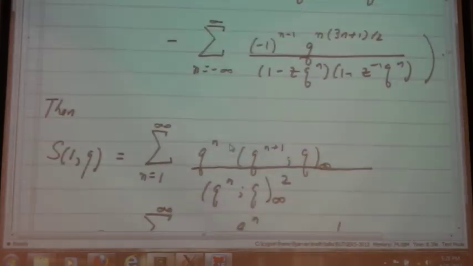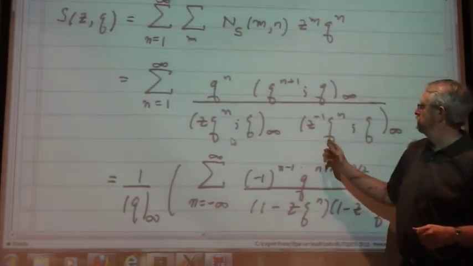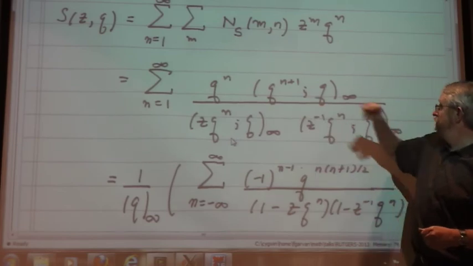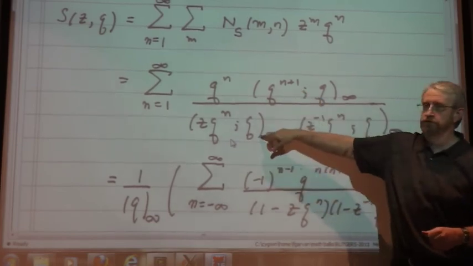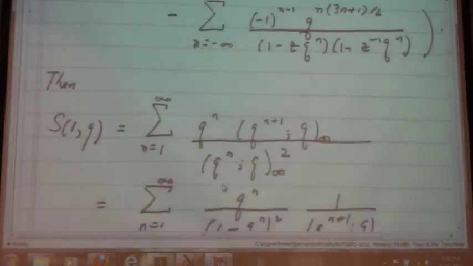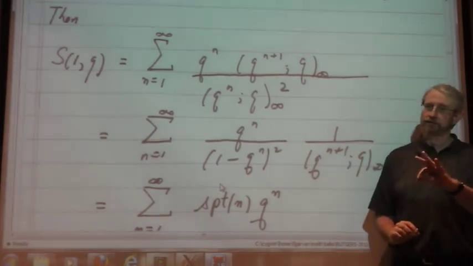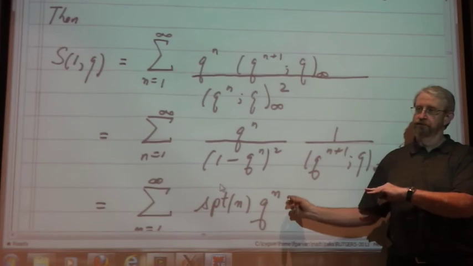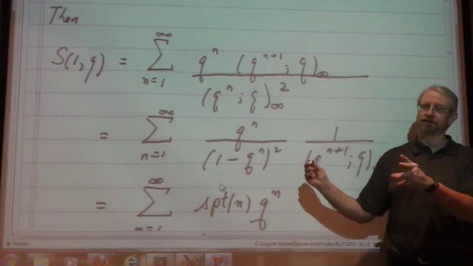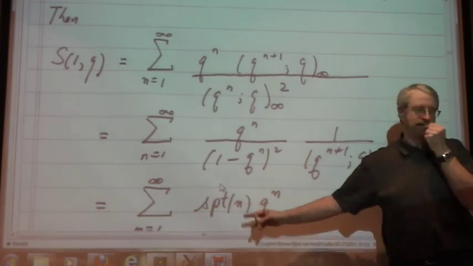Well, the interesting thing is why this is related to the SPT function. If you put z equal to 1, the stuff in the numerator cancels the stuff in the denominator, and you get that. If you rewrite that, that's a generating function for SPT. So when you put z equal to 1, you get the SPT function back. So this SPT crank function is actually a refinement of the SPT function.